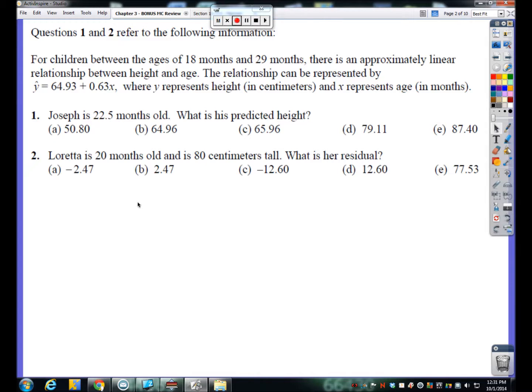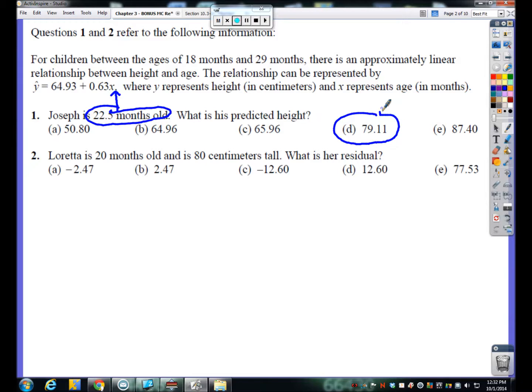represents age in months. So number 1 says Joseph, little baby Joey, is 22.5 months old. What is his predicted height? Well, this is his actual age, which we would use in x. So if we were to plug into our calculator 64.93 plus 0.63 times 22.5, we should get as an answer, rounded here, to be 79.11. I believe I got 79.105, which rounds to be the 79.11.